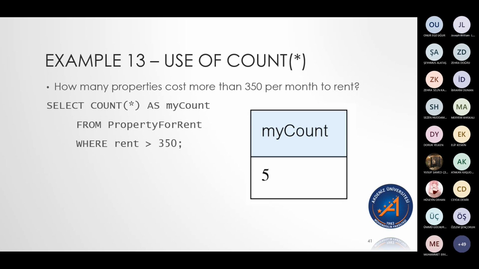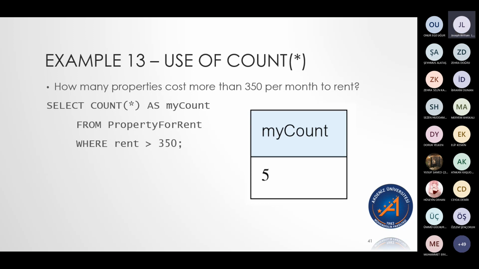The only thing we know from this information is how many properties, how many rows in the property for rent table, have a value greater than 350 in the rent column. That's all that we know from this. That might be all we need to know. That might be all that we wanted to get from this, and that's okay, right?